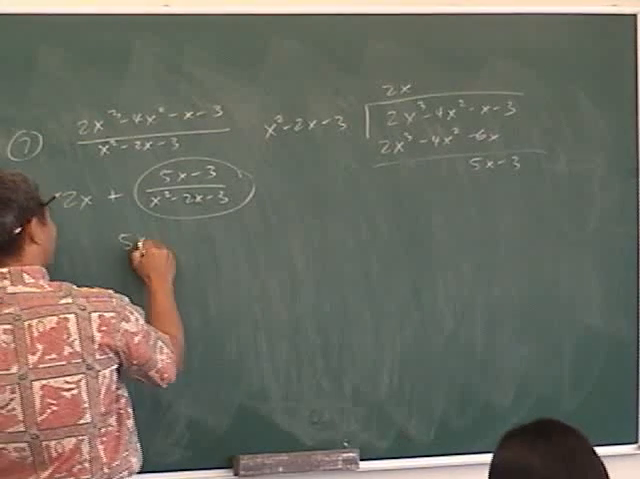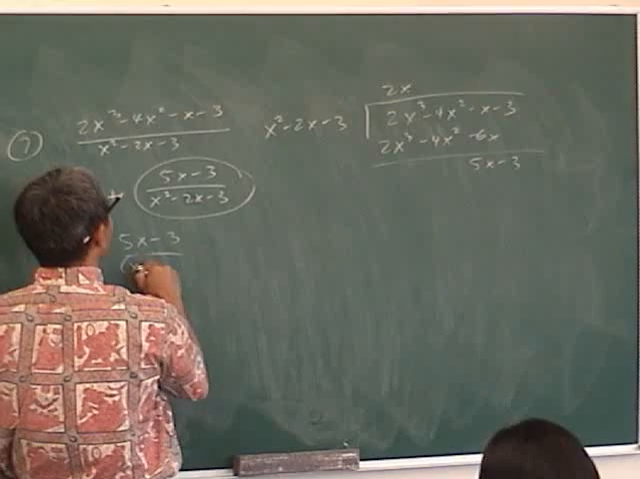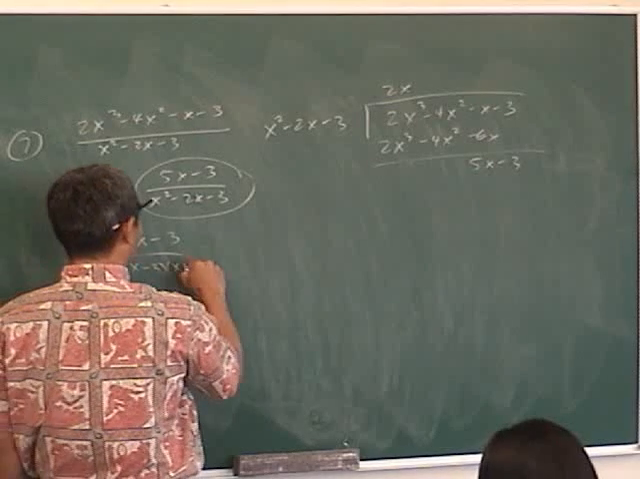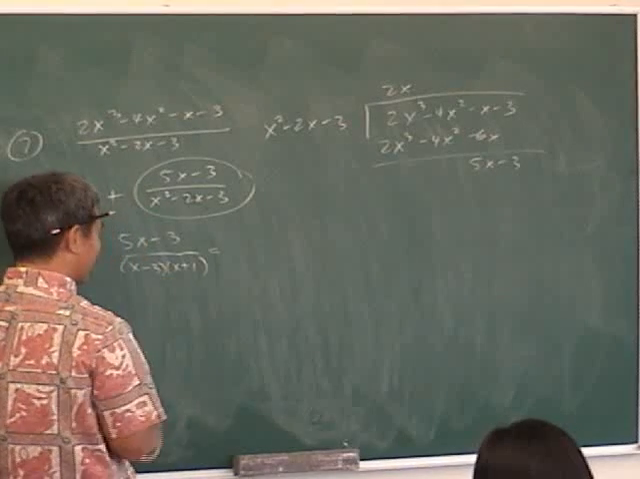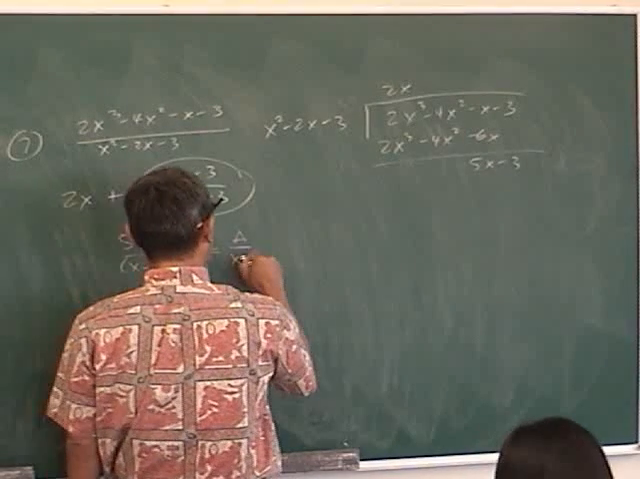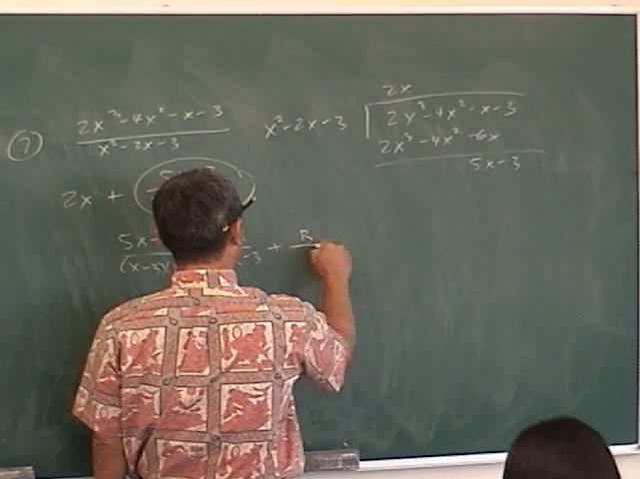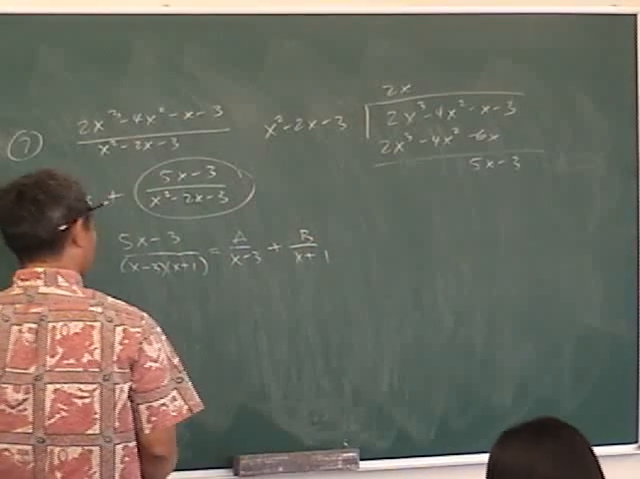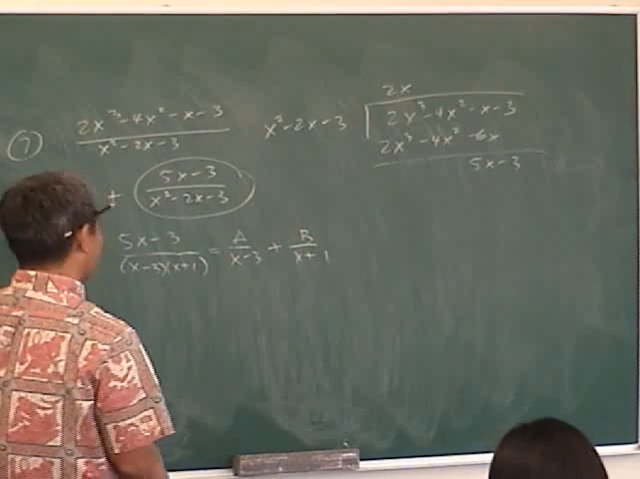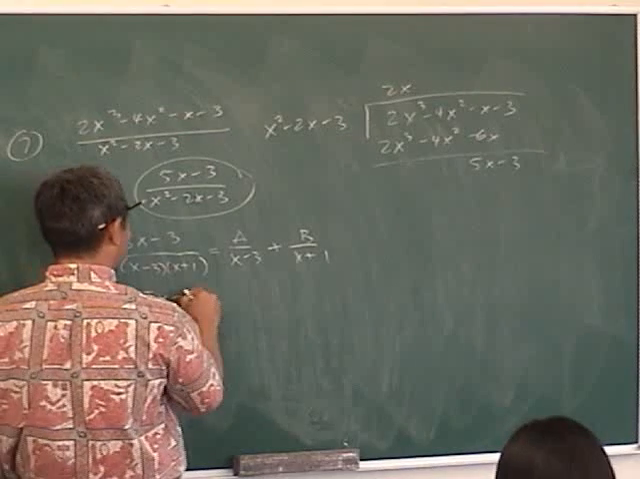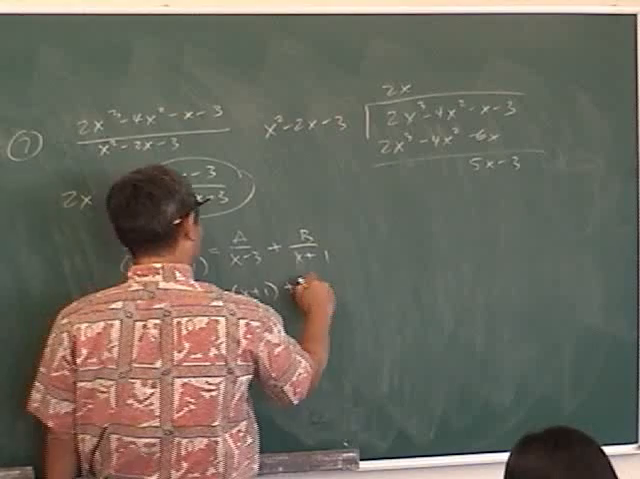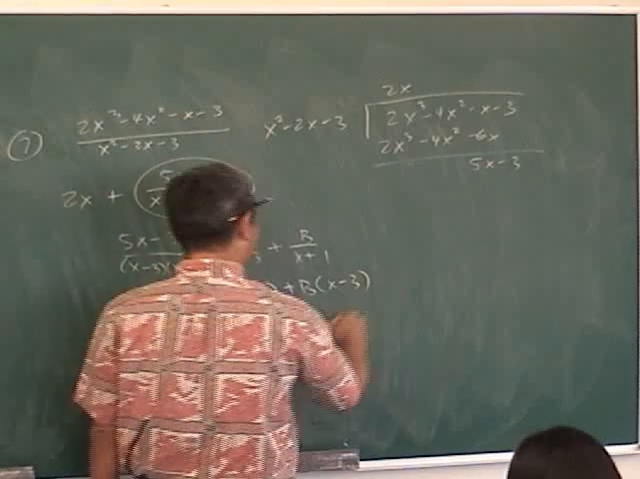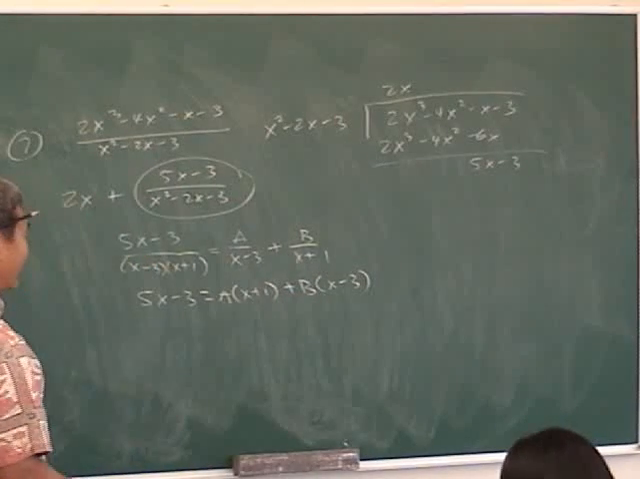So you get 5x minus 3 over (x minus 3)(x plus 1). And look how easy that is. What fractions added together will give you that? Something over x minus 3 plus something over x plus 1. When you have 2 linear factors, that's the easiest thing, you can't get anything easier. So multiply both sides by the LCD. And the Heaviside method is definitely faster.